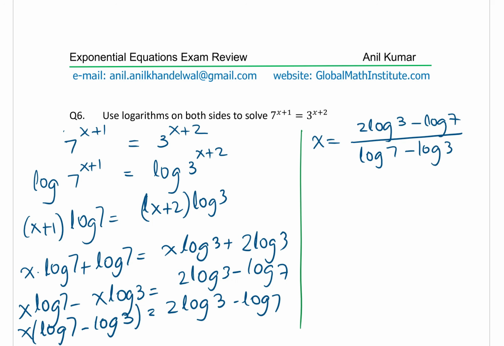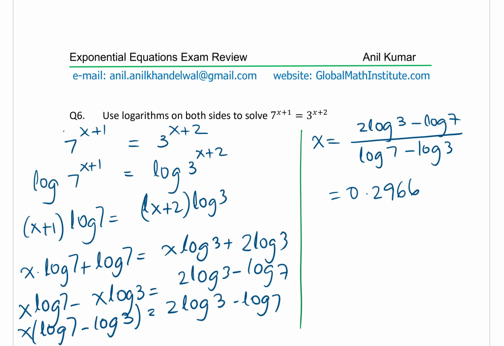Is that clear to you? So that becomes the answer. Now we need to calculate the particular answer. We can use the calculator. 2 times log of 3 minus log of 7, and we are going to divide this by log of 7 minus log of 3. We get this as equal to 0.2966.